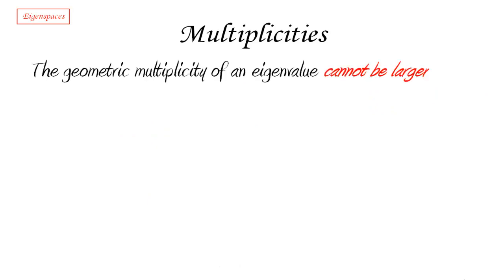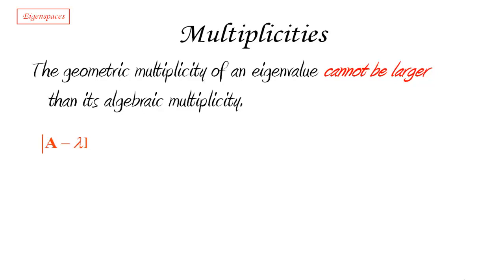The geometric multiplicity of an eigenvalue cannot be larger than its algebraic multiplicity, but it can be smaller. Okay, it can also be equal, of course, but it can be smaller. And in class, we're going to see some examples of a situation where, in fact, the geometric multiplicity is indeed smaller than the algebraic multiplicity.